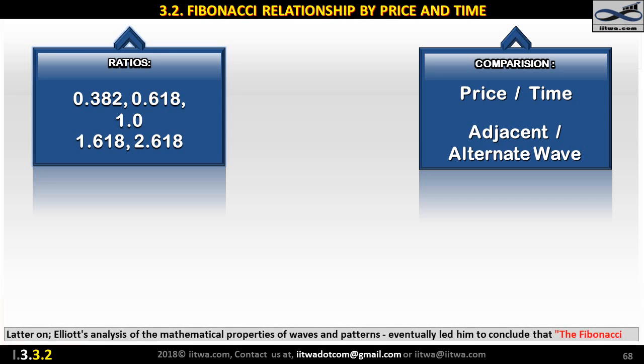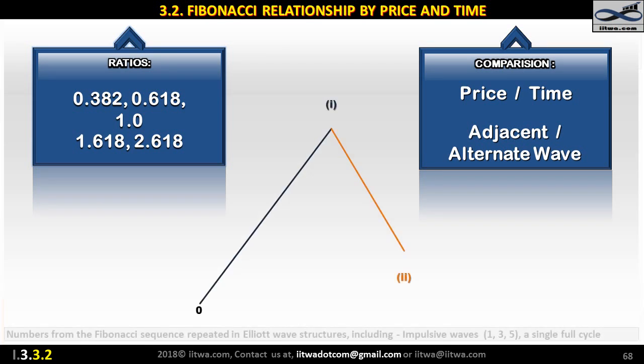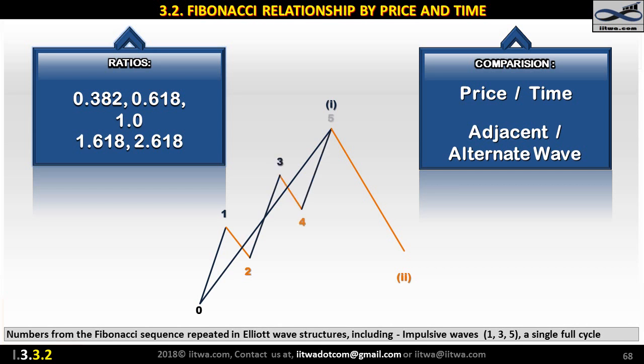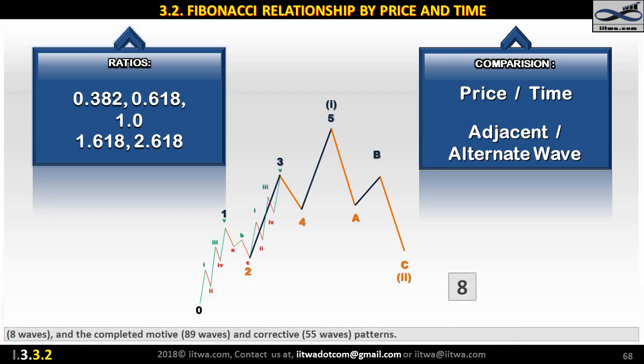Later on, Elliott's analysis of the mathematical properties of waves and patterns eventually led him to conclude that the Fibonacci summation series is the basis of the wave principle. Numbers from a Fibonacci sequence are repeated in Elliott wave structures, including impulsive waves 1, 3, 5, a single full cycle, that is 8 waves, and the completed impulsive, 89 waves, and corrective, 55 waves patterns.